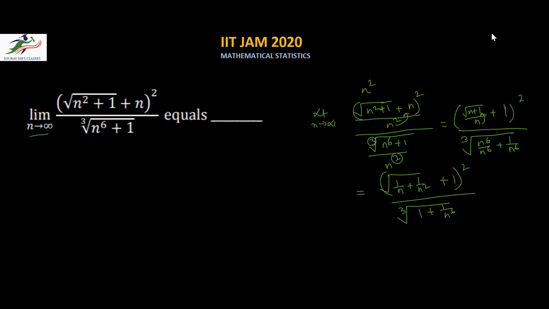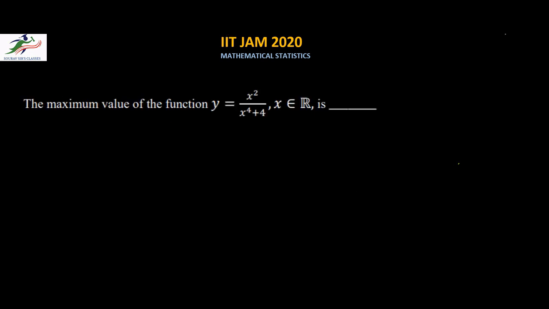So as n tends to infinity, 1 by n tends to 0, 1 by n square tends to 0. So the first term in the numerator becomes 0, and we are left with plus 1 whole square, which is equal to 1 in the numerator, and in the denominator we have 1 by n to the power 6. This goes to 0, so cube root of 1 is 1, so that is equal to 1. So the value of limit n tending to infinity of this function is equal to 1.